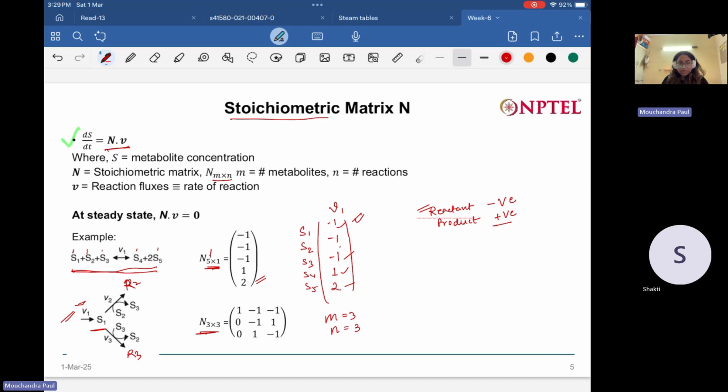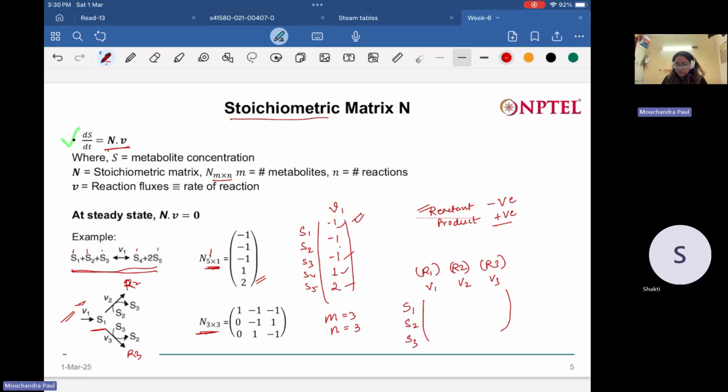So we will get a 3 cross 3 matrix. But we have to fill this matrix. So how do we fill it? The metabolites S1, S2, S3, their stoichiometric coefficients will form the rows, and in the columns there will be reaction 1, reaction 2, and reaction 3. You can write R1, R2, R3 as well. So this is how the 3 by 3 matrix will look. So now we have to fill in the stoichiometric coefficients.